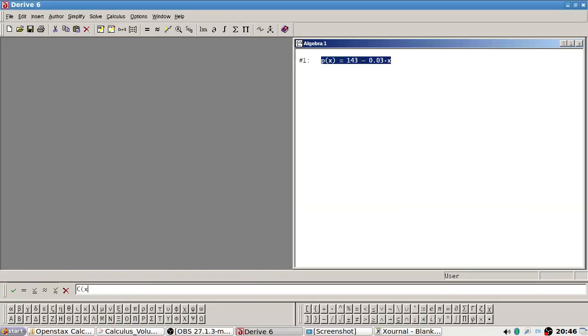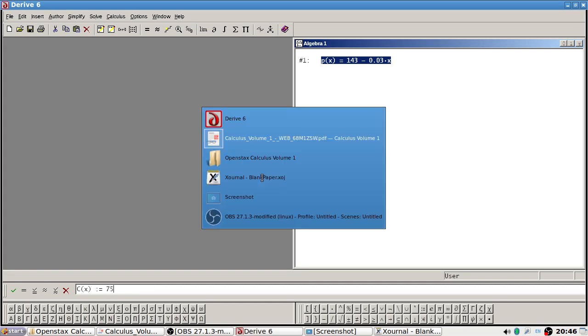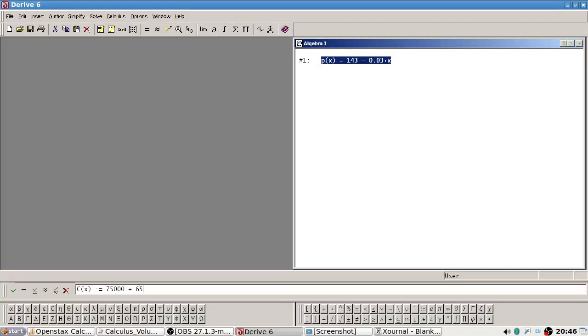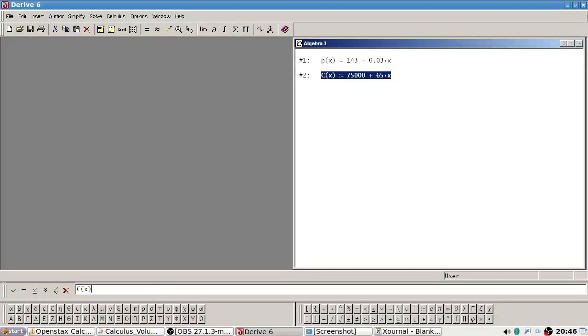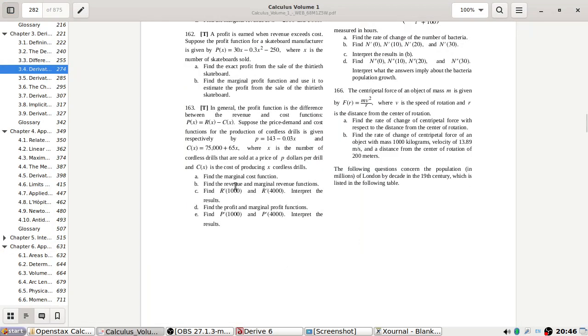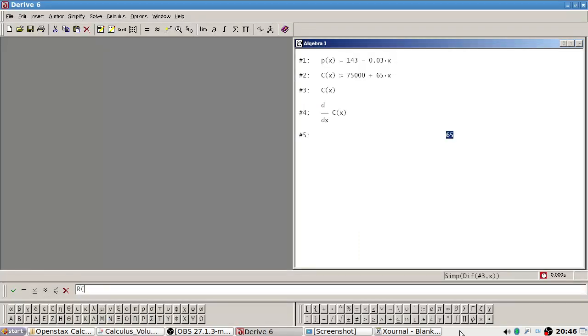And the cost function is 75,000, which represents a fixed cost, and then 65x, which represents a marginal cost. The first question is, what is the marginal cost? Well, that's the derivative, but I've already told you it's 65. So that's 65. And find the revenue and marginal revenue function. So the revenue function, that would be your sales, x sold at price p each, minus cost for x.